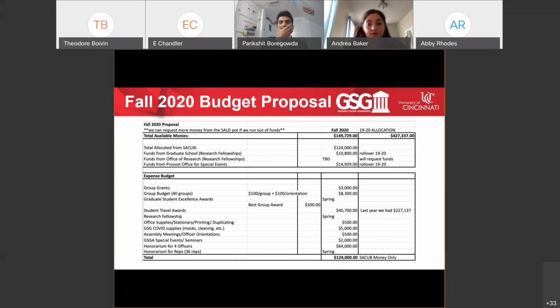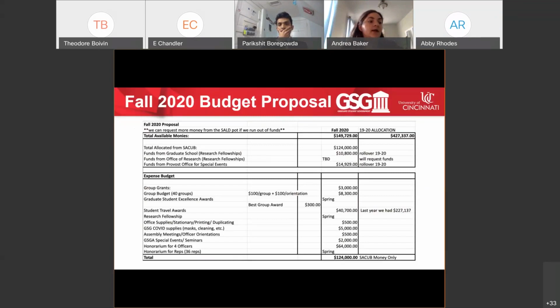So everything you see here is just for the fall side. And there's one big caveat on this: student travel, which I know looks extremely low. Our conference awards, only $40,700, and last year we allocated over $225,000. If we run out of money, we can ask for more.